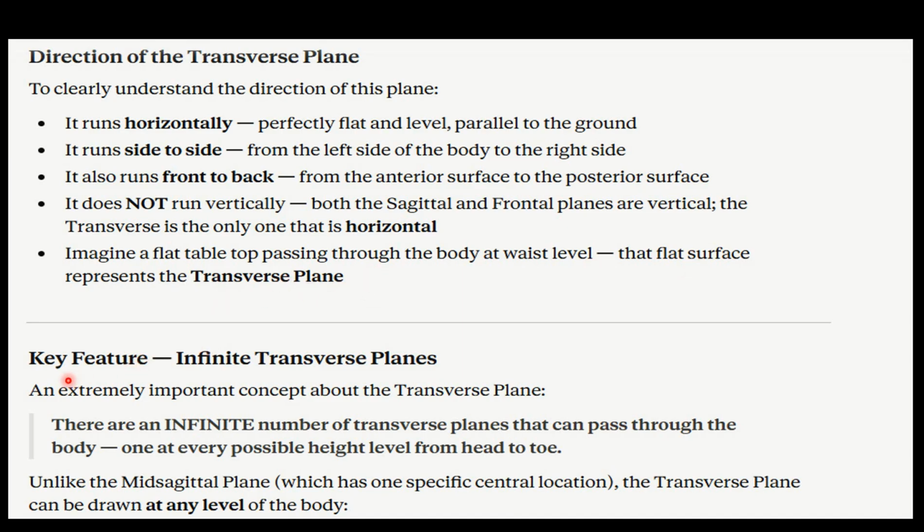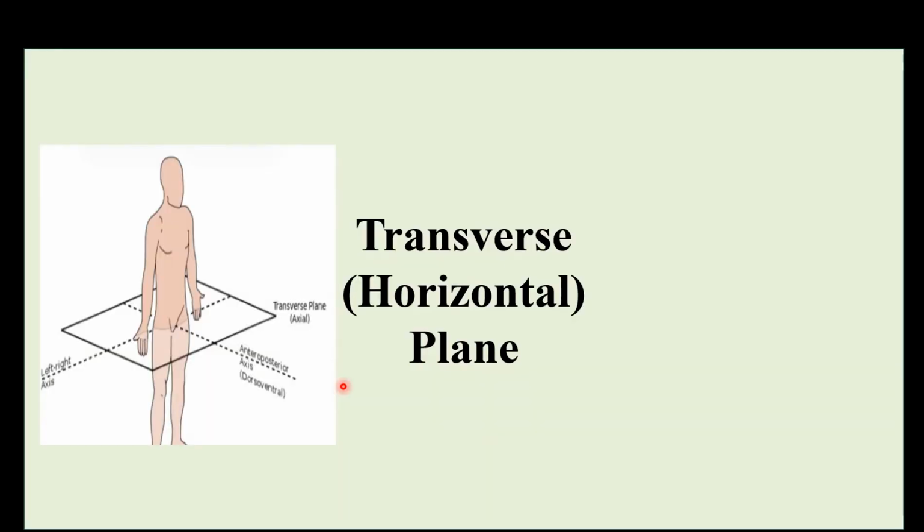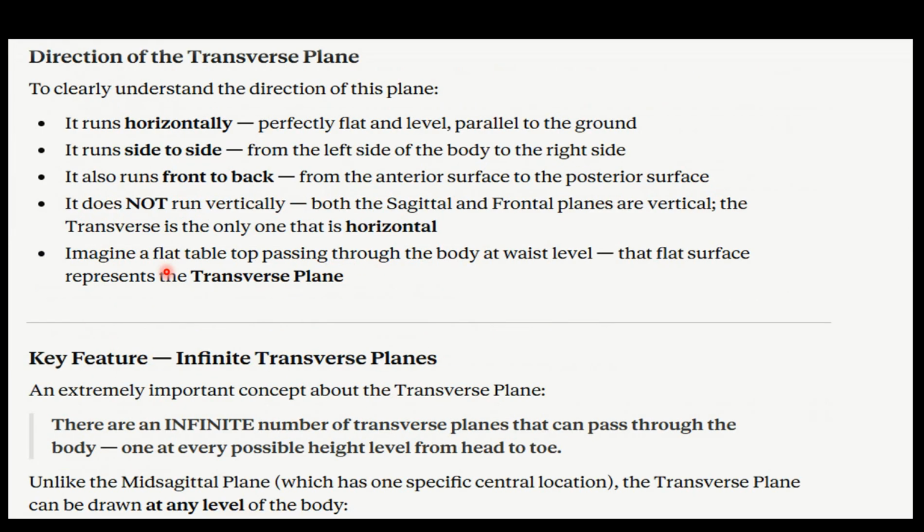Okay, now we have a key feature, infinite transverse planes. An extremely important concept about the transverse plane is that there is an infinite number of transverse planes that can pass through the body, one at every possible height and level. So it doesn't mean that we have only one plane. If you want to examine something near the knee, you will pass it from here. If something is near the chest, you can pass it from here, because this is just an imaginary line, right? So it could be infinite.